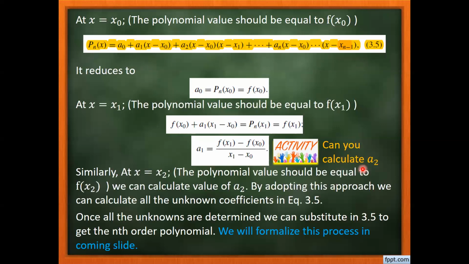So this means that I can repeat this procedure for a3, a4, a5, a6, and gradually I will get all the unknown coefficients from a0 to an.